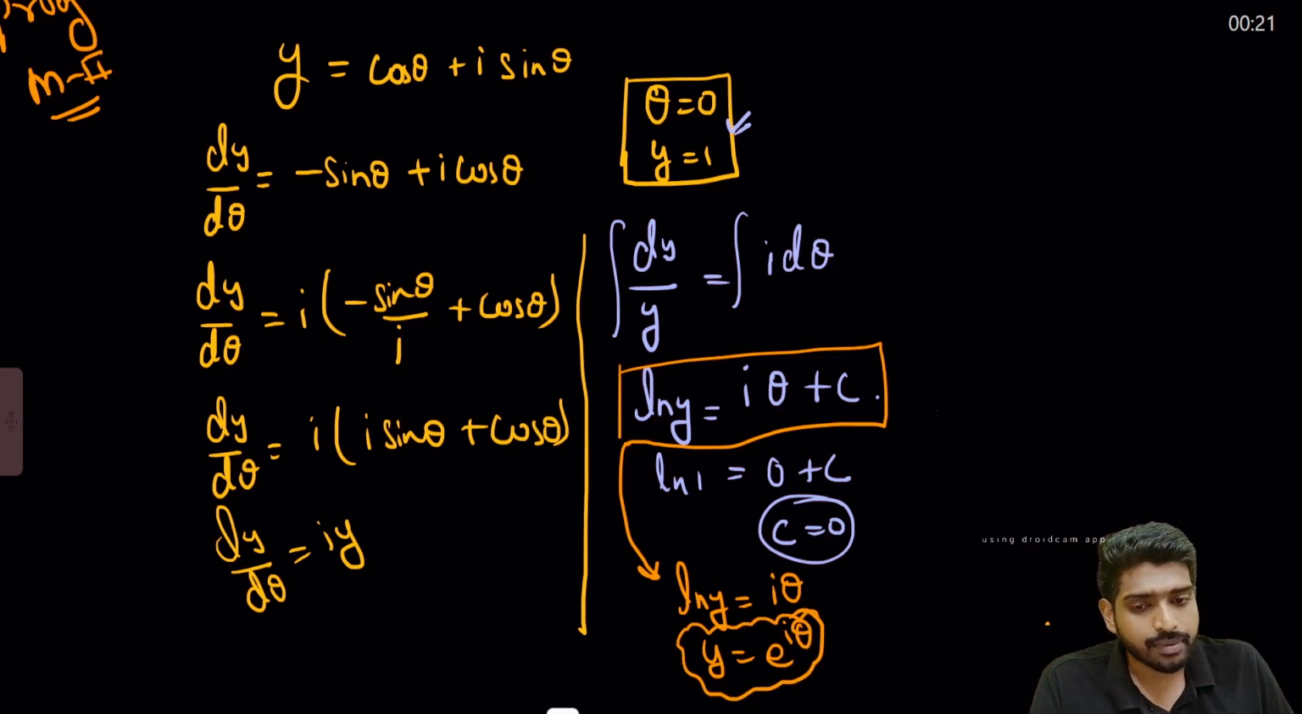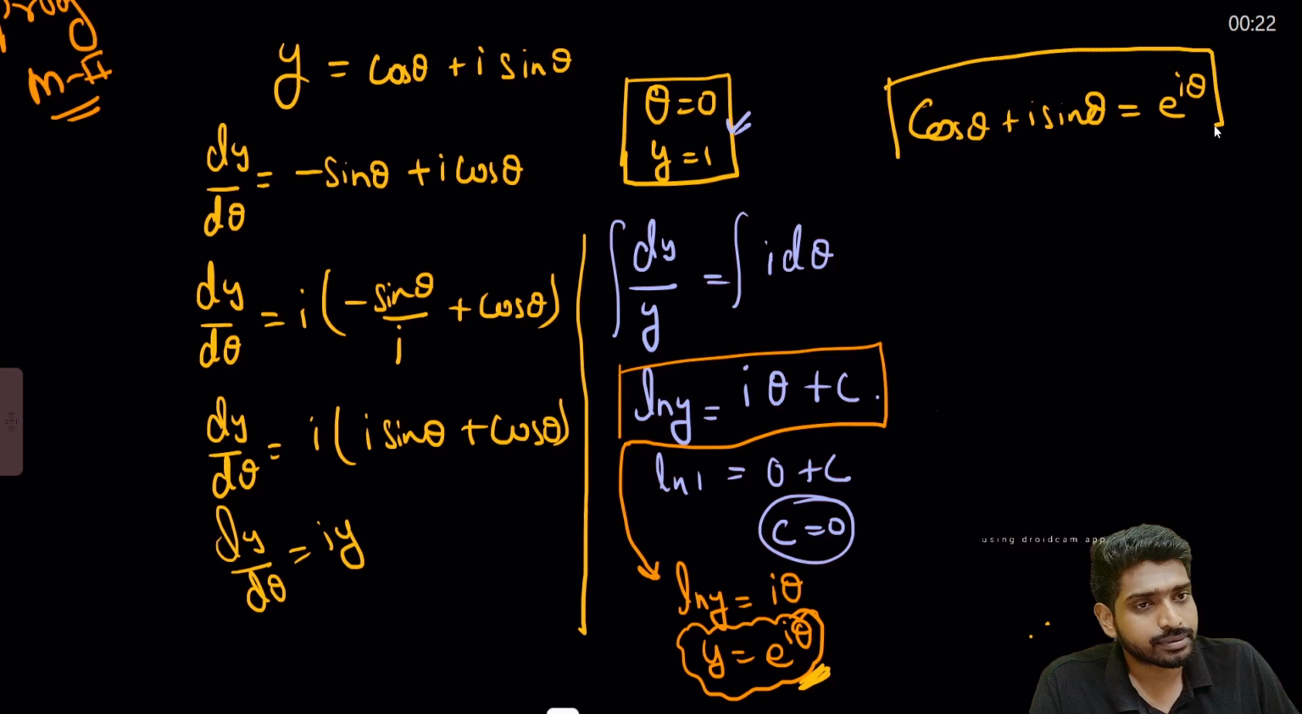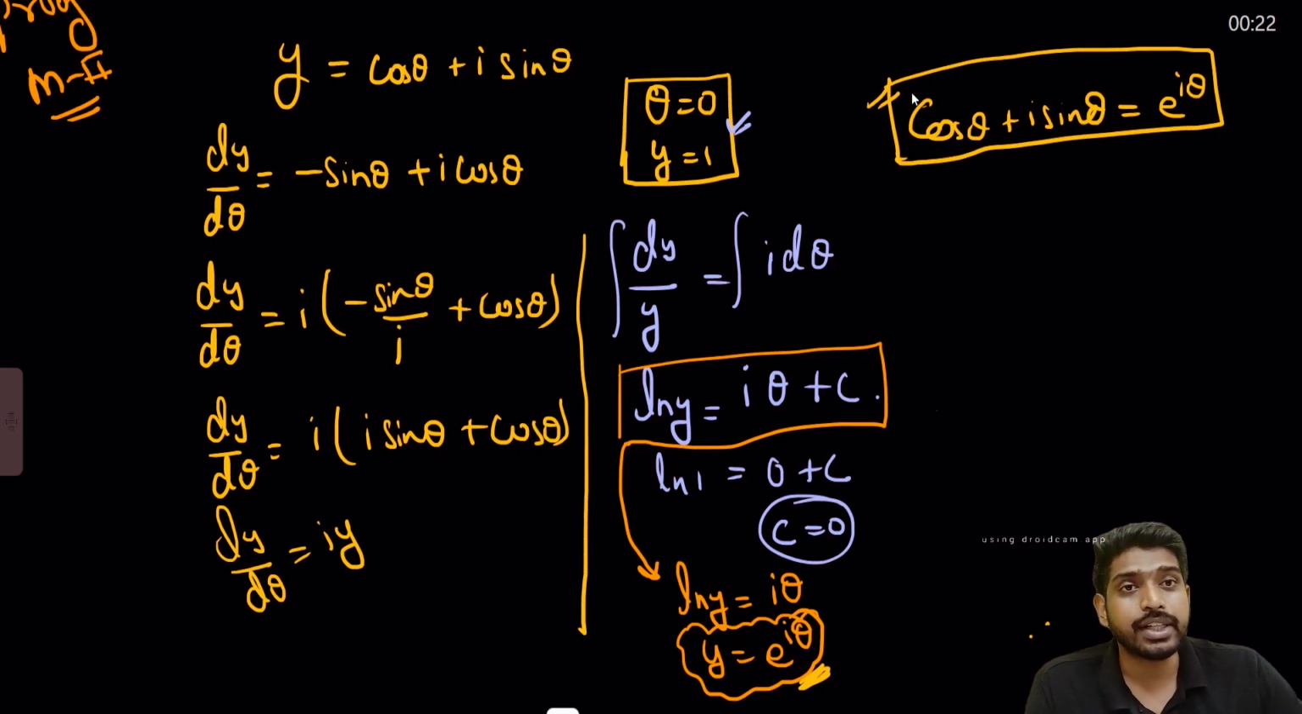Hence, proved. What was y? Y we proved is equal to e to the power iota theta, and y we have taken as cos theta plus iota sin theta. Here we can write cos theta plus iota sin theta is equal to e to the power iota theta. We finally proved the statement. By two methods we did, right? First one by using the expansion of cos theta, sin theta and e to the power x, and the second method by using a differential equation. Got it?